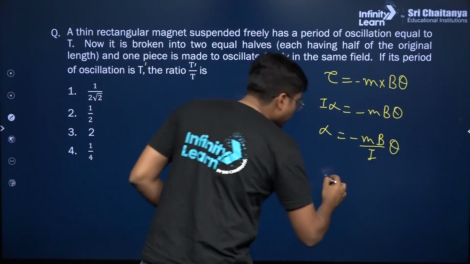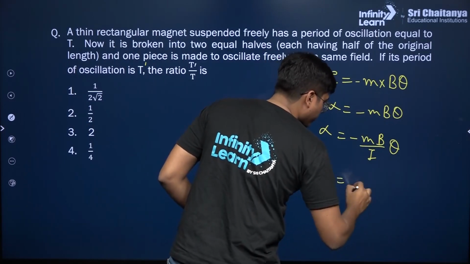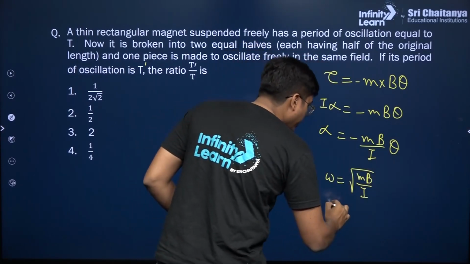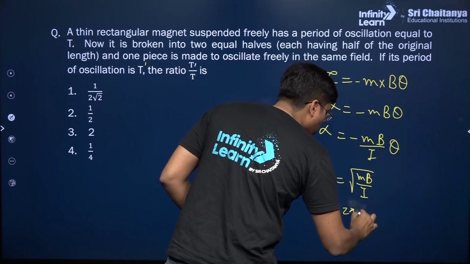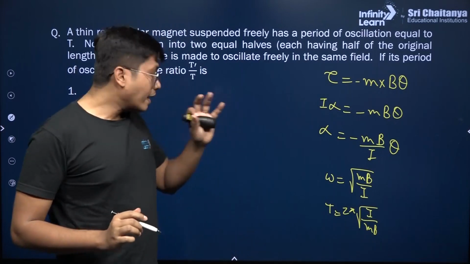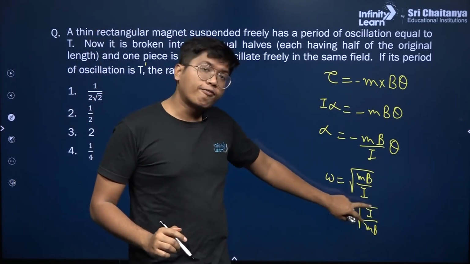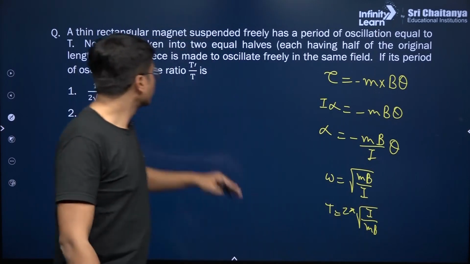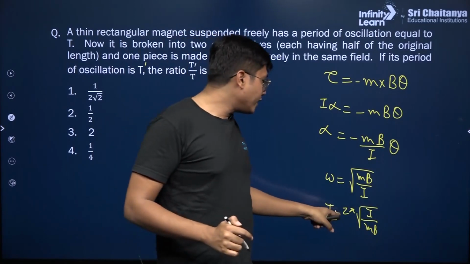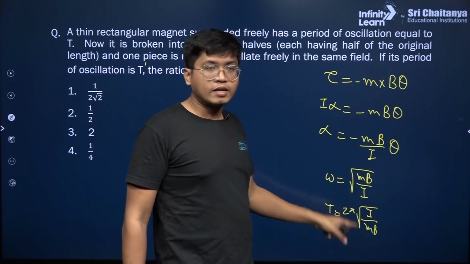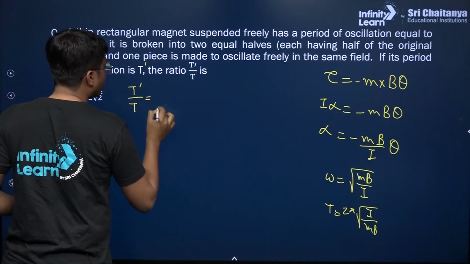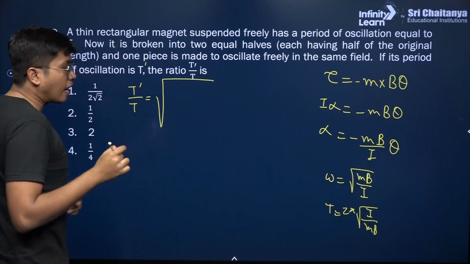So let's do it here as well. My omega would be equal to root over of mB by I, and your time period is equal to 2 pi root over of I by mB. Now why is this important? Because I need the relation between the time period and the quantities that can change by changing the length. The magnetic field cannot change, that is fixed. So my T is proportional to root over of I by m. Now let's write it down. So T dash by T would be equal to root over of I by m.